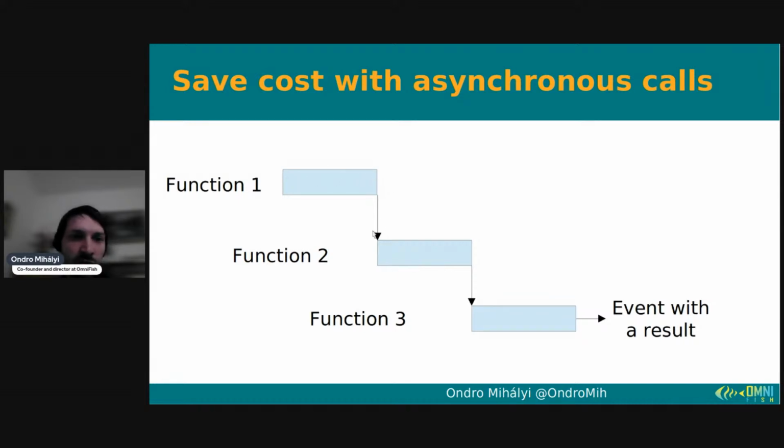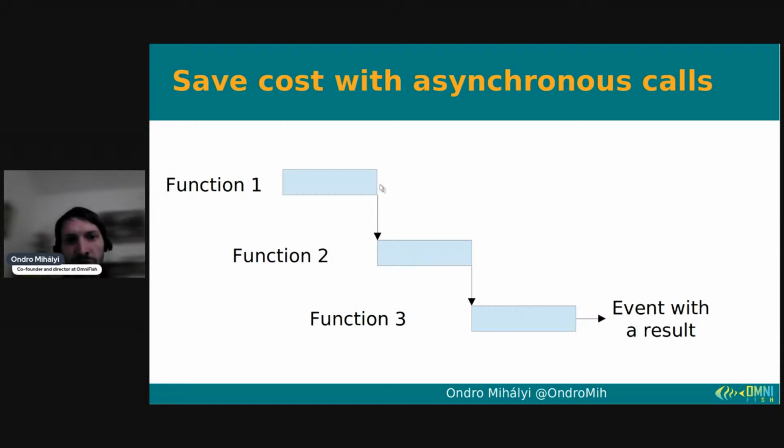So after you call function 2, you shouldn't pay for function 1 execution. And also after executing function 3, you shouldn't pay for function 2 execution. And the way to achieve this is to split your logic into asynchronous calls, so that when you invoke function 2 from function 1, you complete function 1.